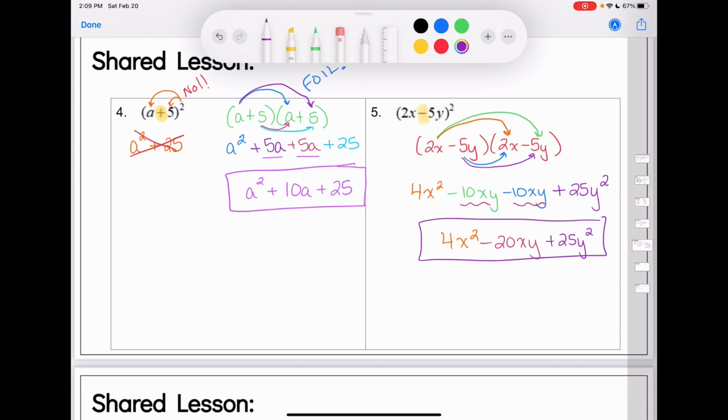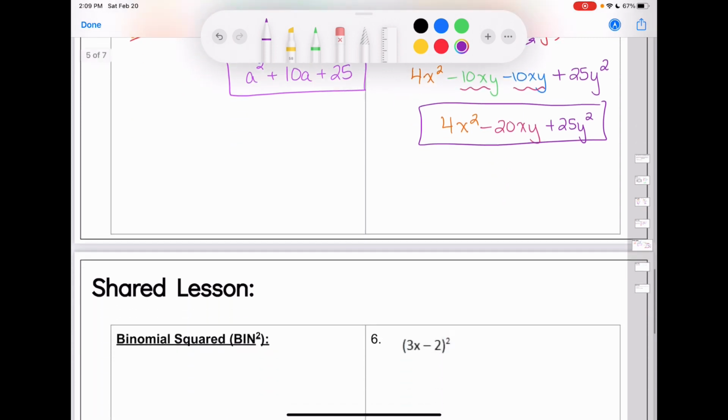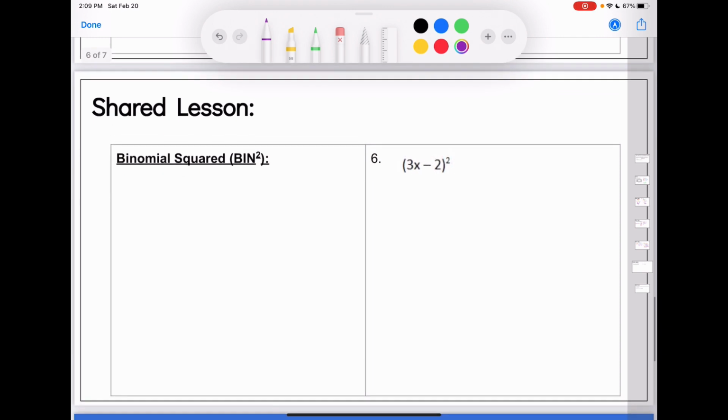2x squared, 2x times negative 5, and then I double it, gives me negative 20xy. And then negative 5y squared gives me positive 25y squared. It is a pattern. Now, this one is a lot harder to see. So I would say this is absolutely going to be only sometimes kind of shortcut.